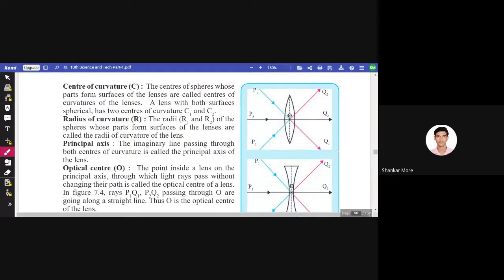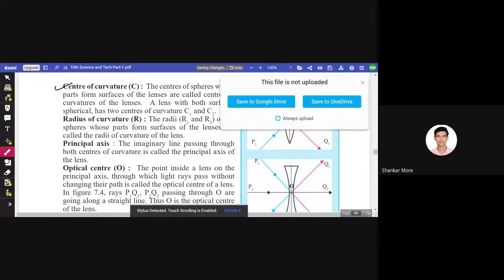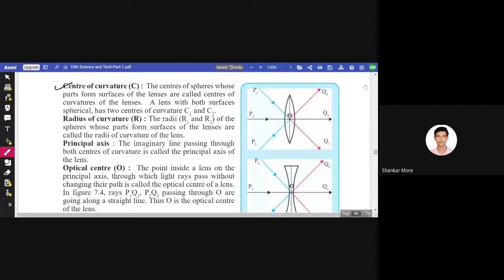So these are the definitions, students. See, so what is center of curvature? First of all, a lens is a portion of a circular shape, a circle, isn't it? It is a portion of some circle, and if there is a circle, then it has to have a center.